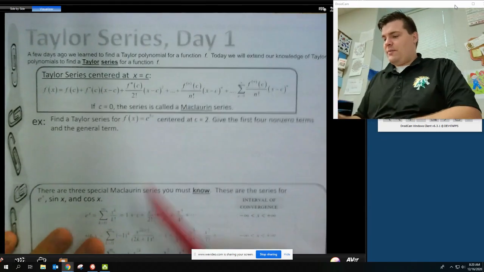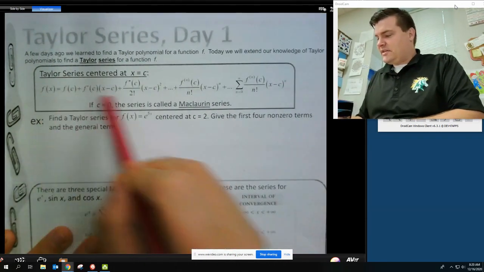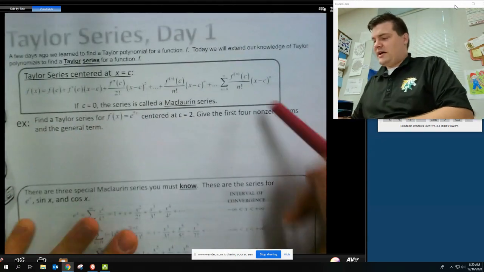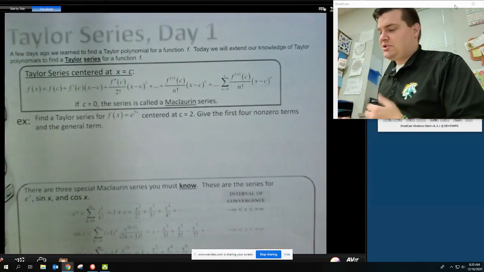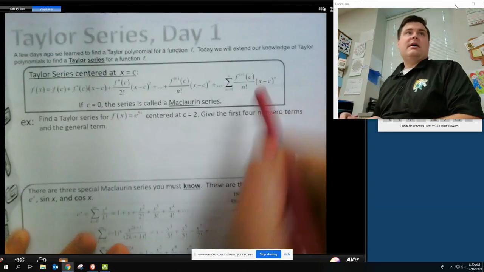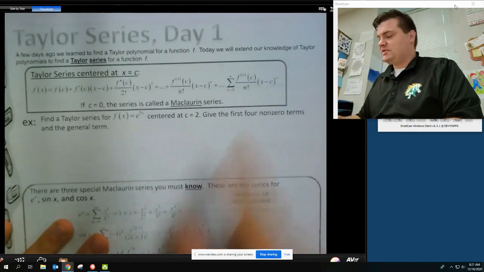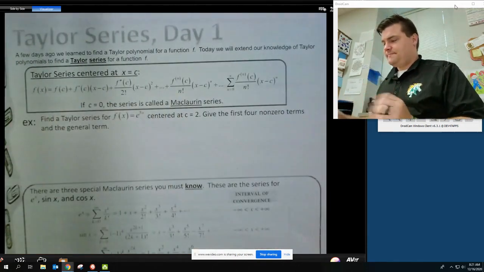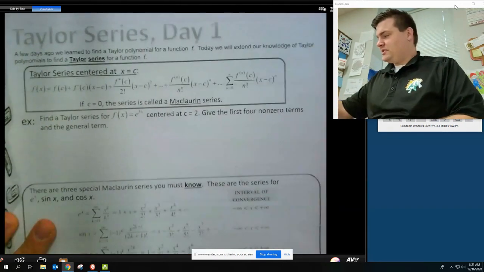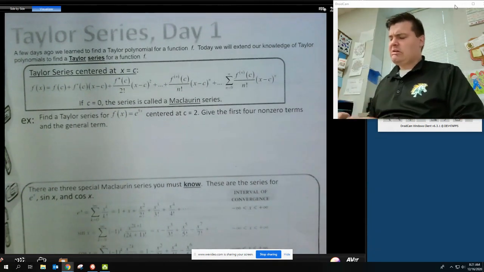Okay, so we learned that the Taylor series looks like this as a polynomial. We're going to start to write it out like this with the sigma notation. So that's really the big deal of a change from before. We're going to start to emphasize the sigma notation there, which is the same thing as all of this.